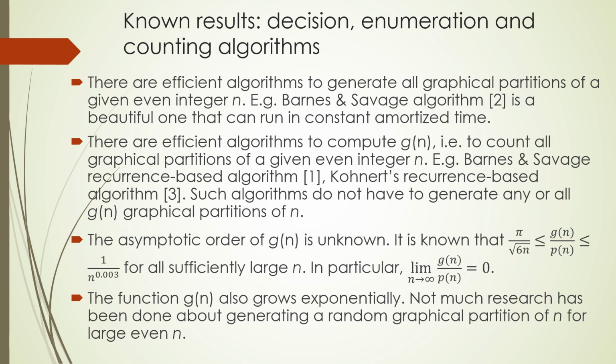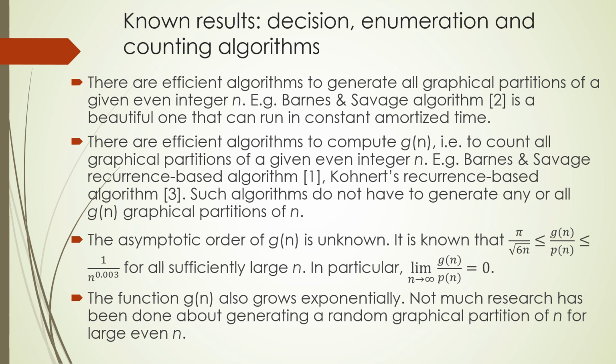But if we want to just calculate the function value Gn itself, we do not have to actually generate all graphical partitions of n. For example, we can use Barnes and Savage's recurrence-based algorithm or Kohnert's recurrence-based algorithm. Our improved algorithm actually is based on Kohnert's recurrence-based algorithm. We're going to talk about that a little later. So these counting algorithms can calculate the function value Gn without generating those graphical partitions of n.